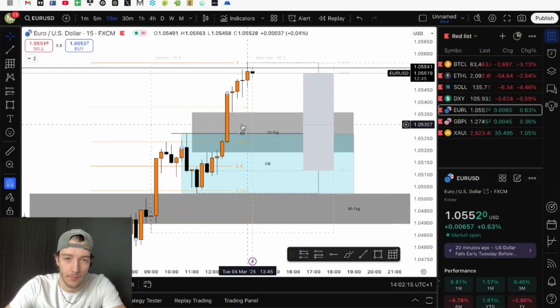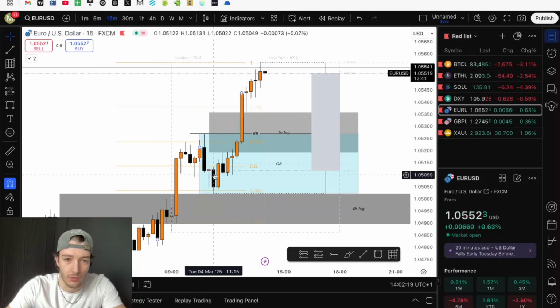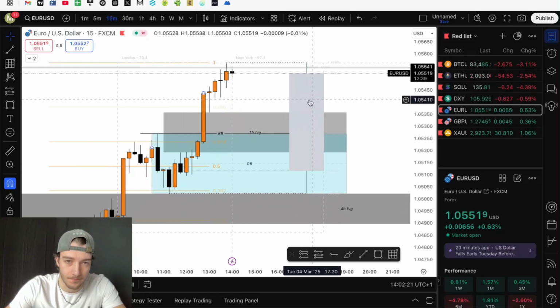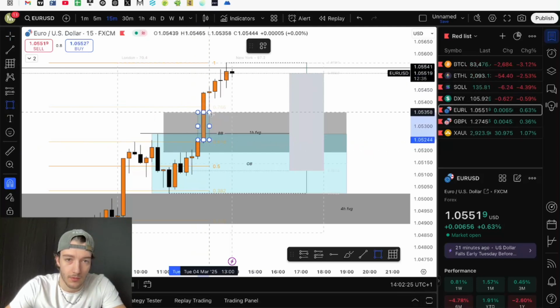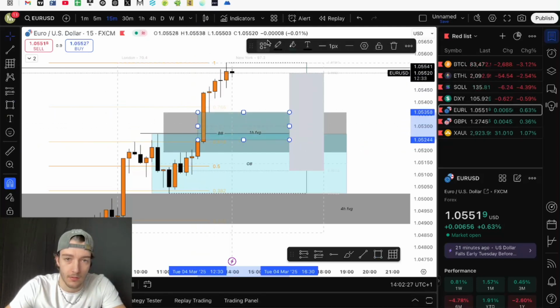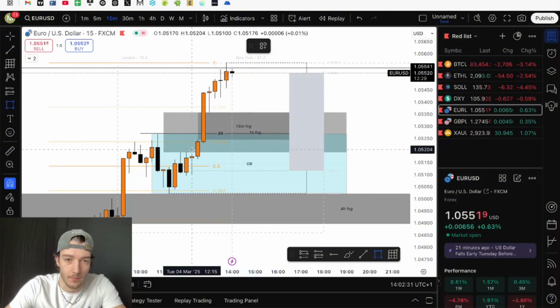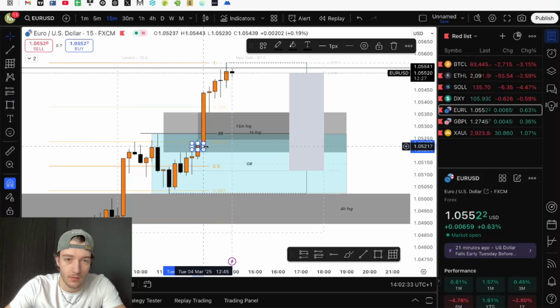We also have a 50-minute fair gap here, another one here. We had one here, we respected it, we moved higher. So yeah, I'm also gonna mark out this 50-minute here and this one here, just in case we need it.